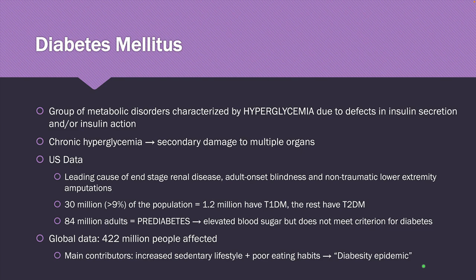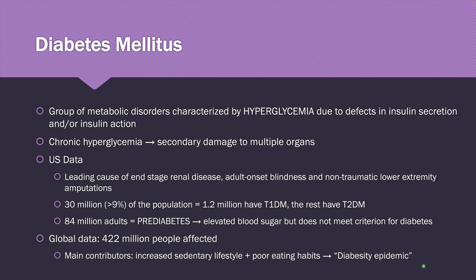So first, let's discuss DM. DM is a group of metabolic disorders characterized by hyperglycemia due to defects in insulin secretion and/or insulin action. It is the chronic hyperglycemia that we monitor, because that is what causes damage to multiple organs. In the US alone, it's the leading cause of end-stage renal disease, adult-onset blindness, and non-traumatic lower extremity amputations. It's the same here in the Philippines, where we see a lot of patients with the sequelae of uncontrolled diabetes resulting in persistent hyperglycemia. The hyperglycemia is what is harmful here.